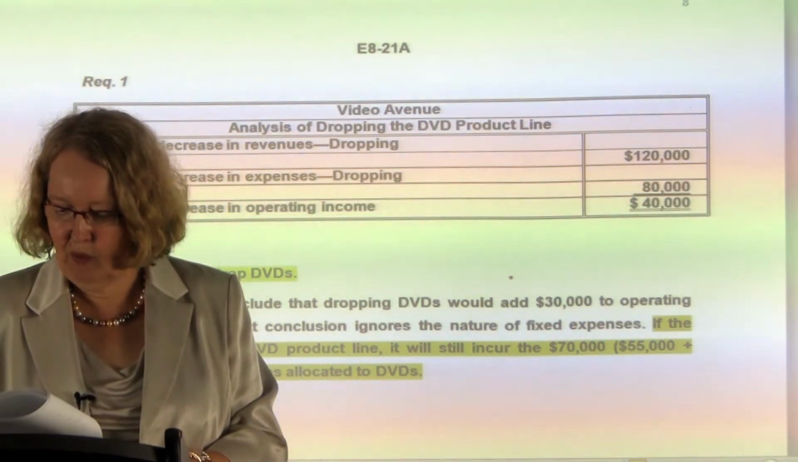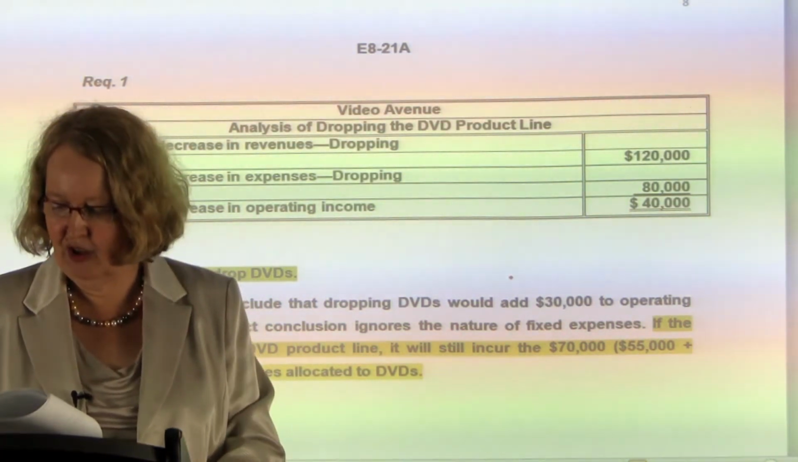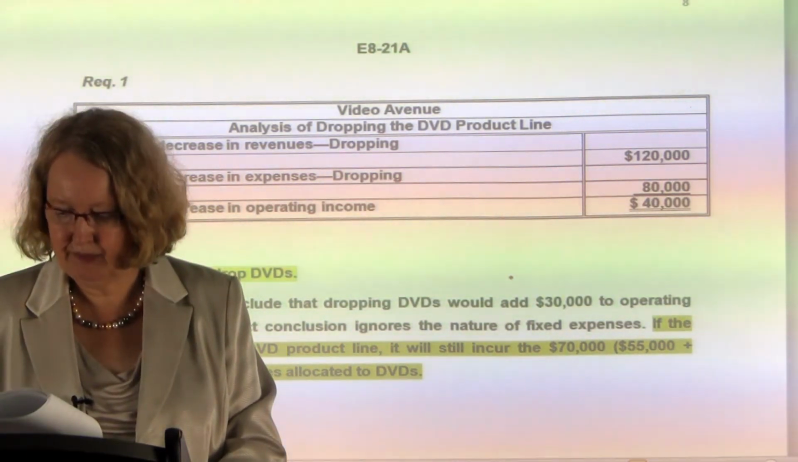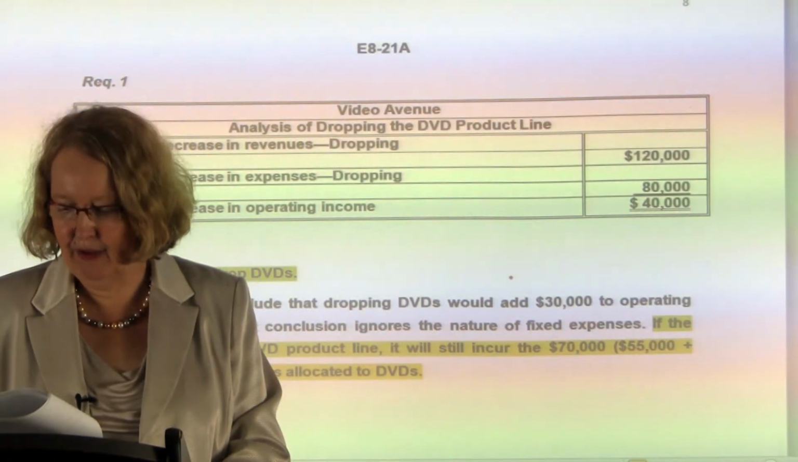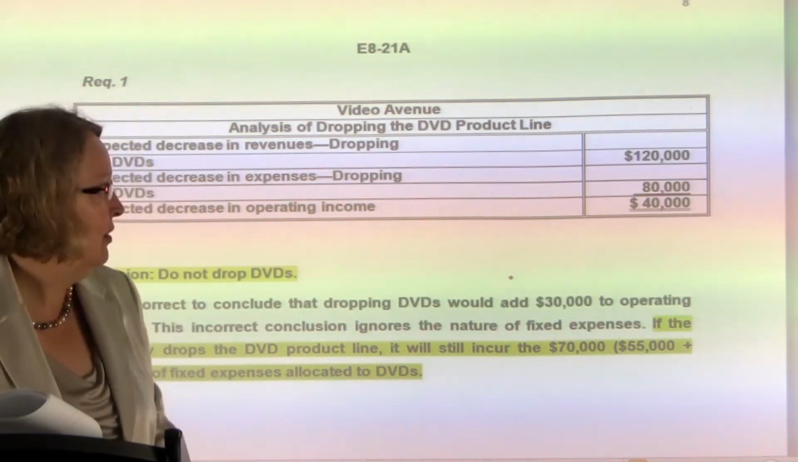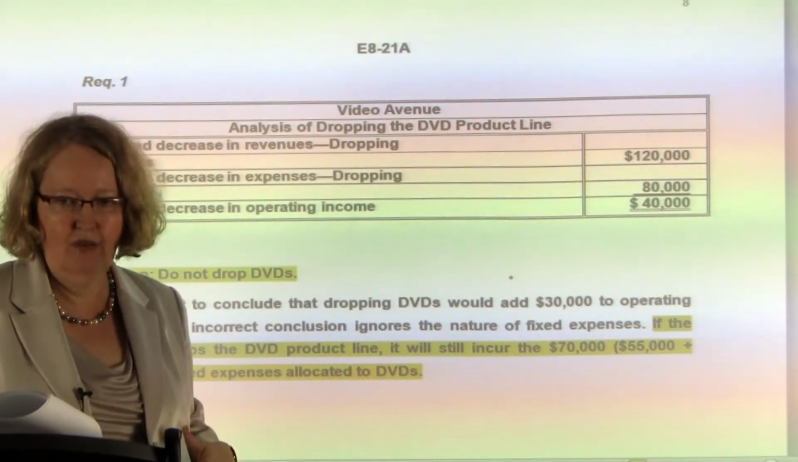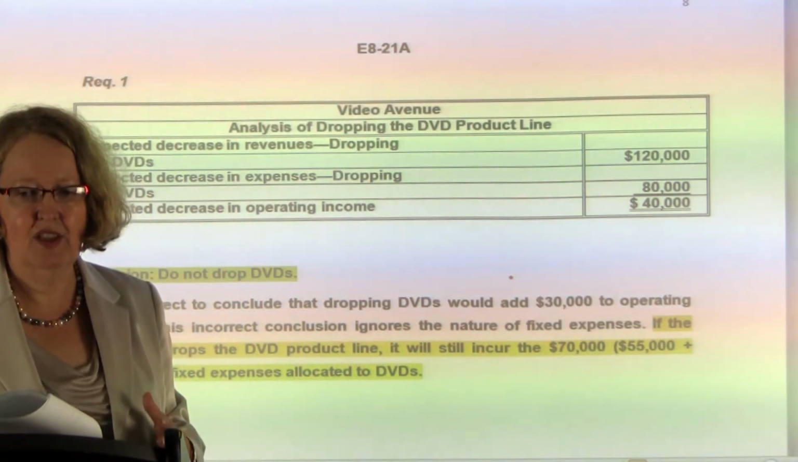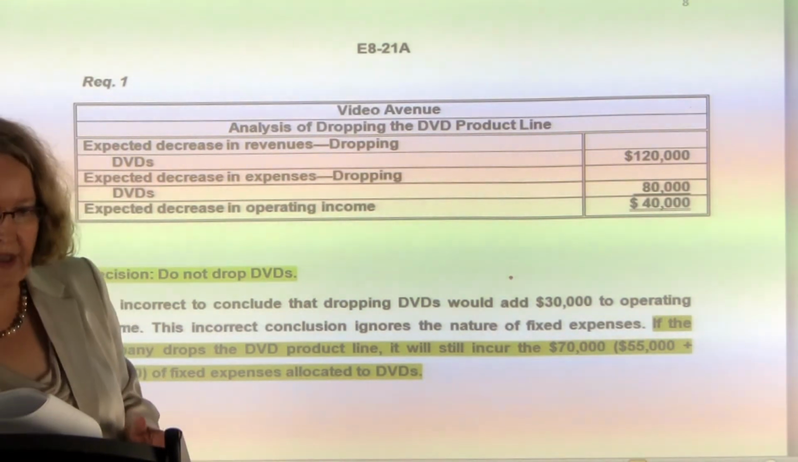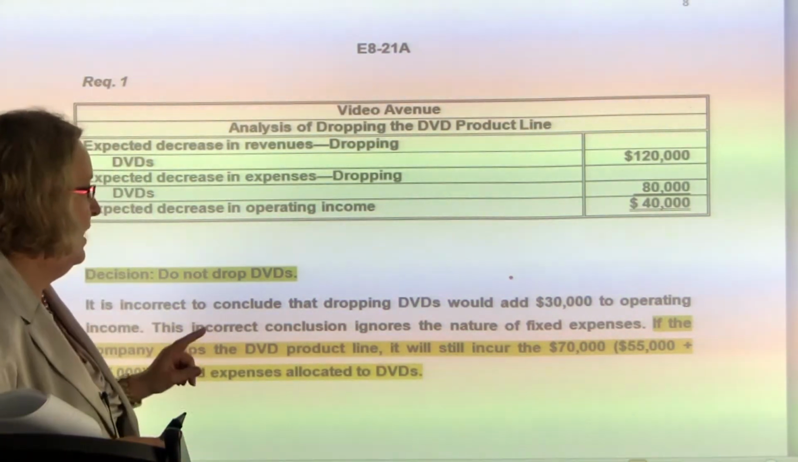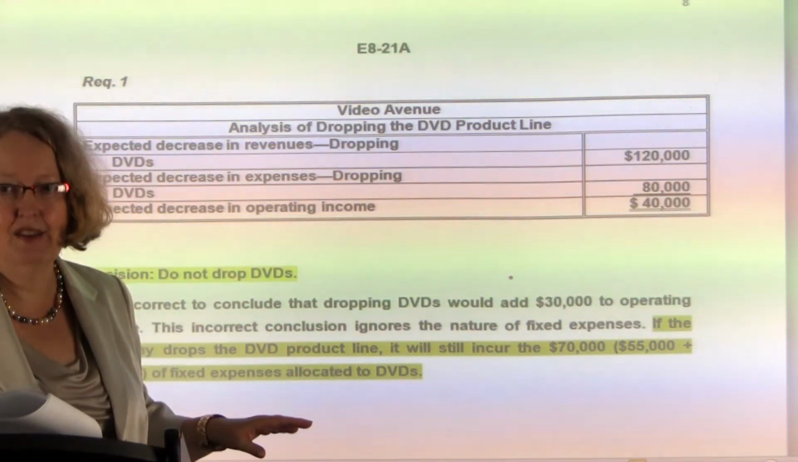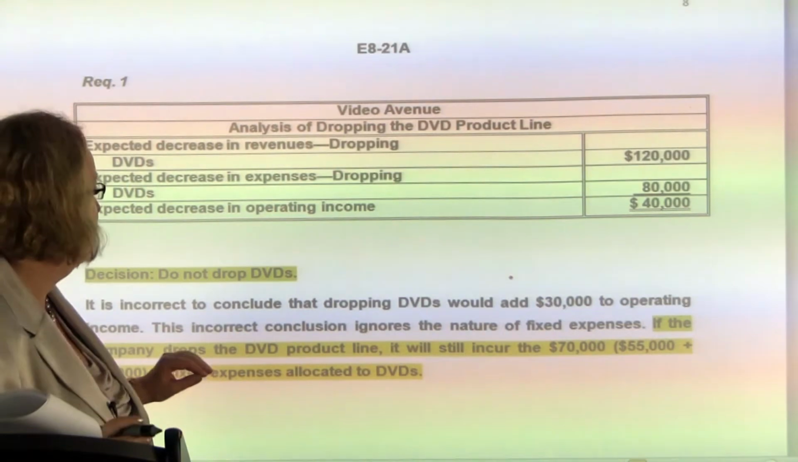So requirement 1 says prepare an incremental analysis to show whether Video Avenue should drop the DVD product line. And will dropping it add $30,000 to their operating income? In these types of decisions, you're only looking at costs that are going to change. So here we see that if we drop the DVDs, we're going to lose revenue of 120,000. That's coming right from the table in the book.